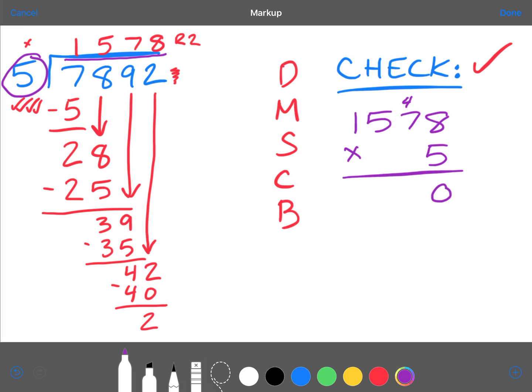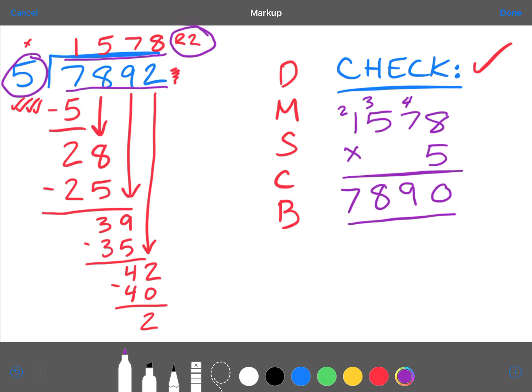5 times 7 is 35, plus 4, carry my 3, drop my 9. 5 times 5 is 25, plus 3 gives me 28, carry my 2, drop my 8. 5 times 1 is 5, plus 2 is 7. So now my answer is 7,890, okay? What you notice is that I'm missing a 2. Well, it is in my remainder.